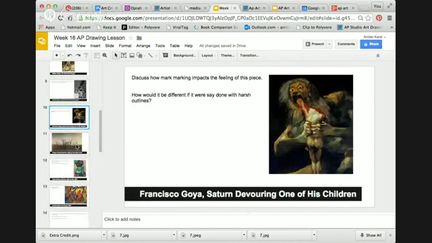This is another one by Goya that I actually don't like looking at because I find it really disturbing, but decided to include it anyway. This is called Saturn Devouring One of His Children. What I want you to think about is the mark making. Kaylee says, oh goodness, you're all going to have nightmares tonight. They get a little bit more lighthearted as we go through it.